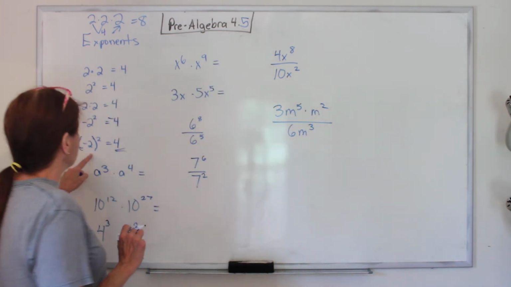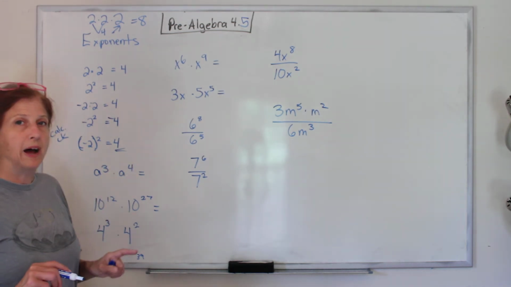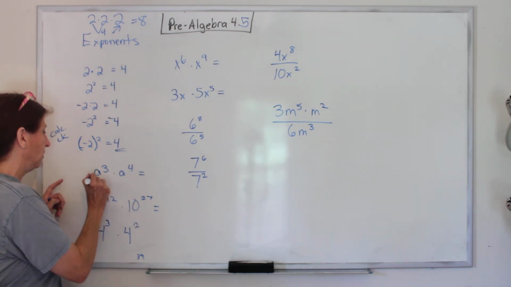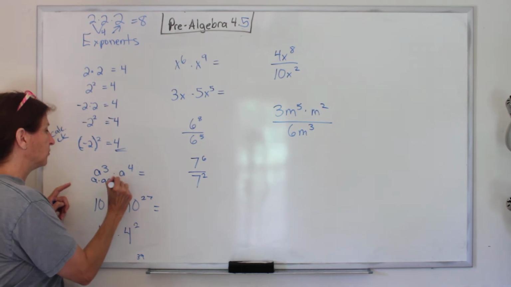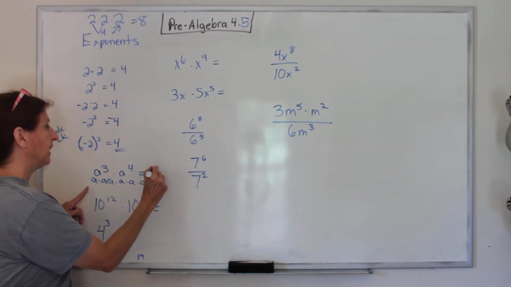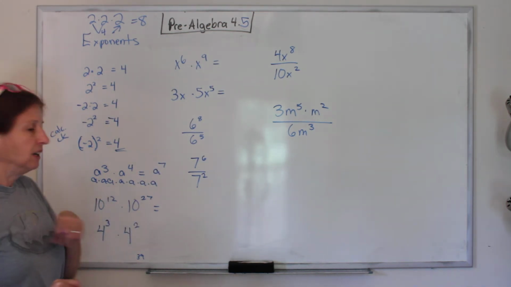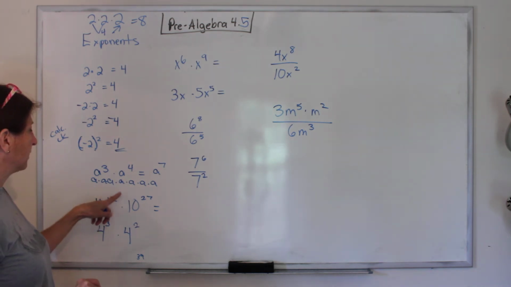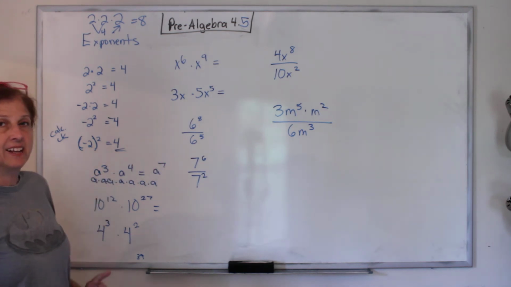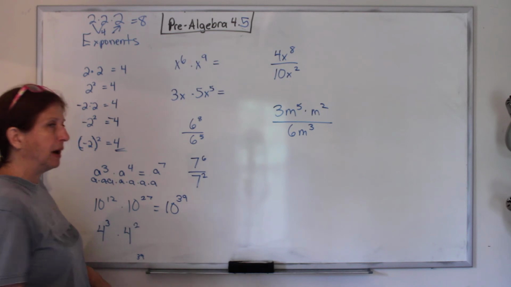All right. So if you have something like this, a to the 3rd power times a to the 4th power, that's a letter, it means you've got 3 a's here times 4 a's there. So how many a's do we have all together? We have 7 a's. 1, 2, 3, 4, 5, 6, 7. All right, how about this one? 10 to the 12th power times 10 to the 27th power. Just like we just added these up, we just add them up. And it's 10 to the 39th power.